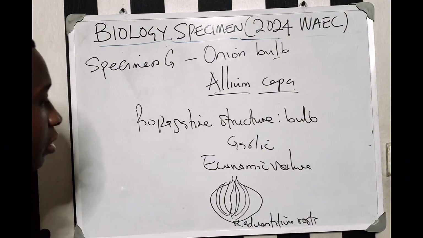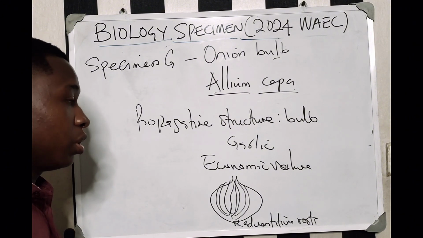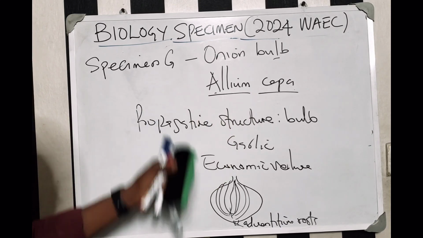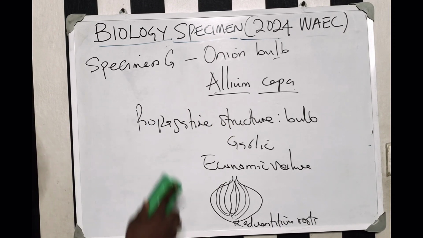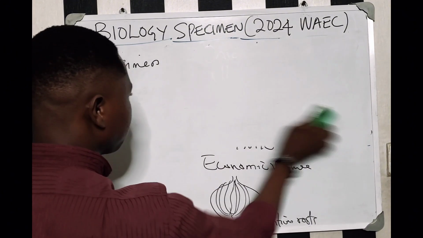Okay, so you can try to draw the onions and dissect the onions and draw it and label properly. So that's what you're going to look out for in specimen G. Okay, so let's move over to the next specimen quickly.